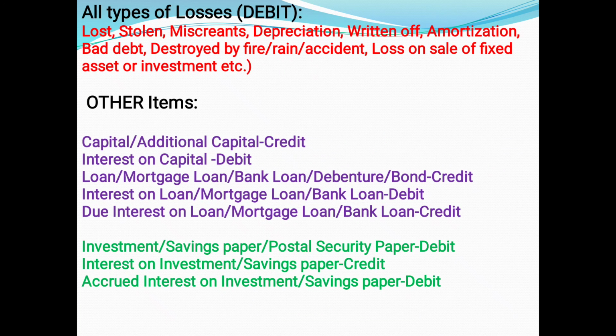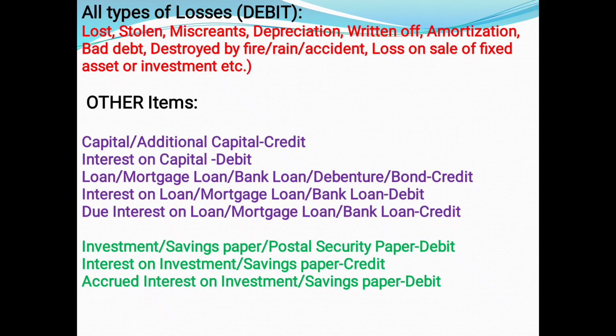Other items. For learning, for knowing, for betterment, for preparing a trial balance, you have to know other items. What should I do for preparing a trial balance? Capital is at all times credit. Additional capital is also credit. Interest on capital is debit. Capital or additional capital is at all times credit, but interest on capital is debit.